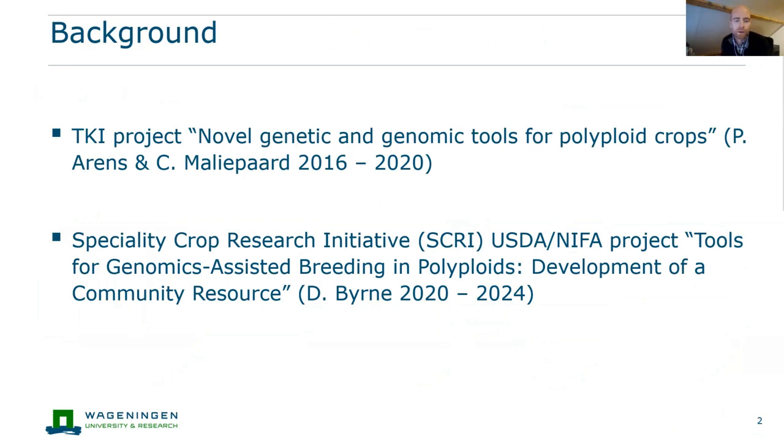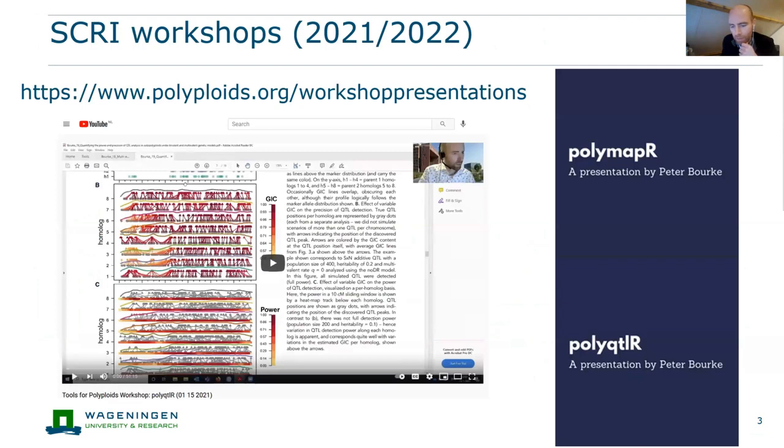And also just to remind that a lot of the things, the basic tools, the basic functionality of the packages, they've already been presented in previous sessions. So there's a bit of repetitiveness in what I'm going to be saying. But just to remind people that there's a lot of those presentations from previous years already on the SCRI website, polyploids.org. So do have a look there if you're interested.